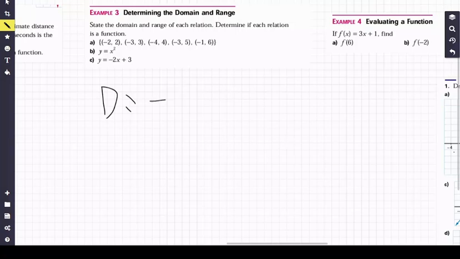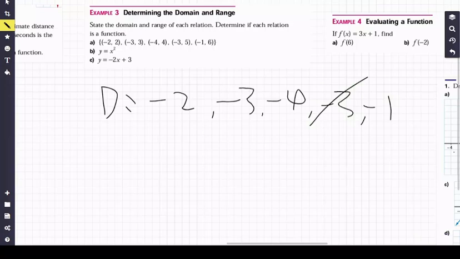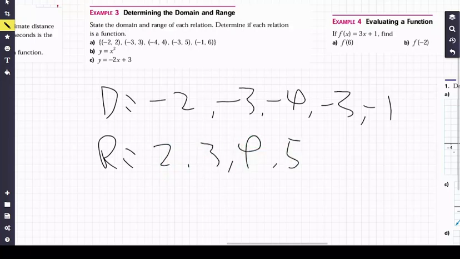So in this case, there's -2, there's -3, there's -4, there's -3 again, and there's -1. We can cancel out the repeated -3, because it repeated twice. So -1, -2, -3, -4 is all part of the domain, because whenever we input a value like this into the function, we're always going to get a y value. And now the range is the possible y values that we will get. In this case, it's 2, 3, 4, 5, and 6.